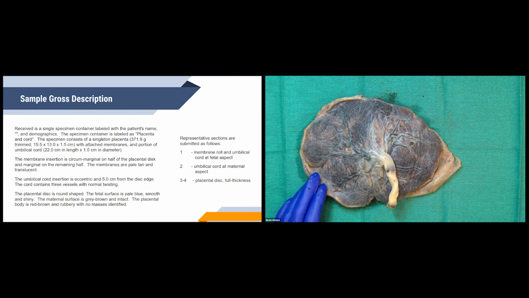My next paragraph will be talking about the umbilical cord. I'll say the umbilical cord insertion is eccentric and 5.0 centimeters from the disc edge. The cord contains 3 vessels with normal twisting.